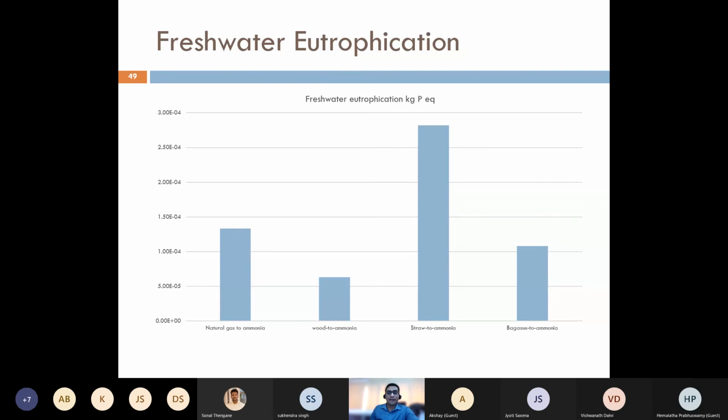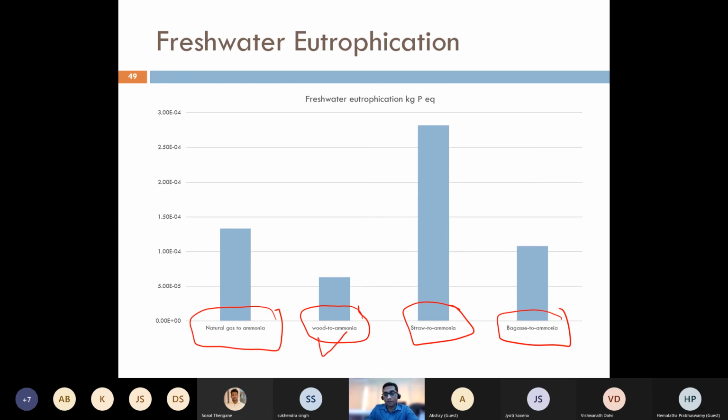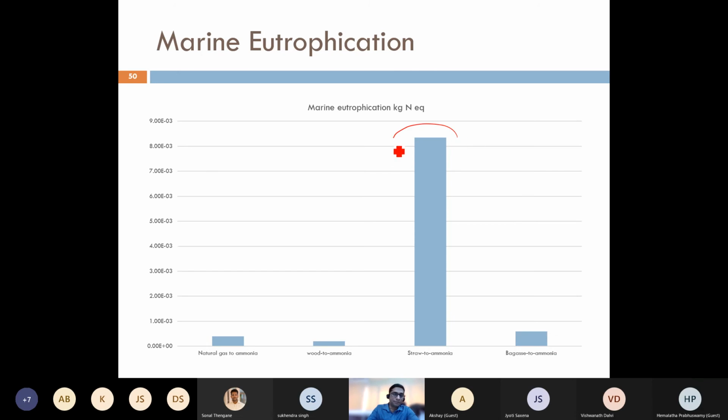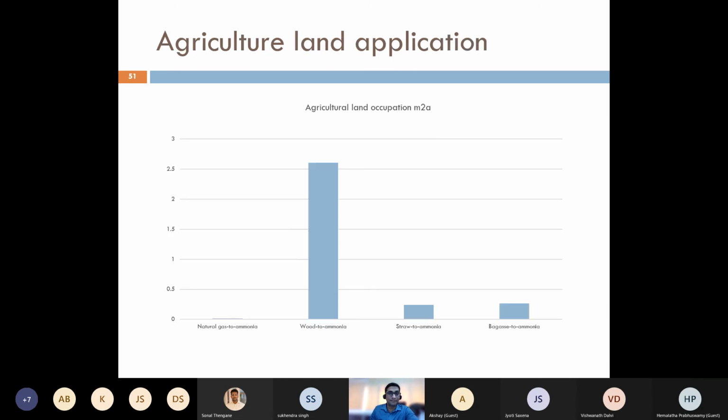Then in certain ways, I'm here comparing the conventional production of ammonia from natural gas as compared to those three processes: wood to ammonia, straw to ammonia, and bagasse to ammonia. We can see when we are using this process in Australia or Brazil, it's quite fine. As far as India comes, the eutrophication is almost double. Again, the reason is a huge amount of use of pesticides and insecticides, which end up in the water bodies, increase the nutrient content, and these nutrients increase the algae growth. This algae growth leads to depletion of species. Something similar for the marine eutrophication. It could be very high for India.